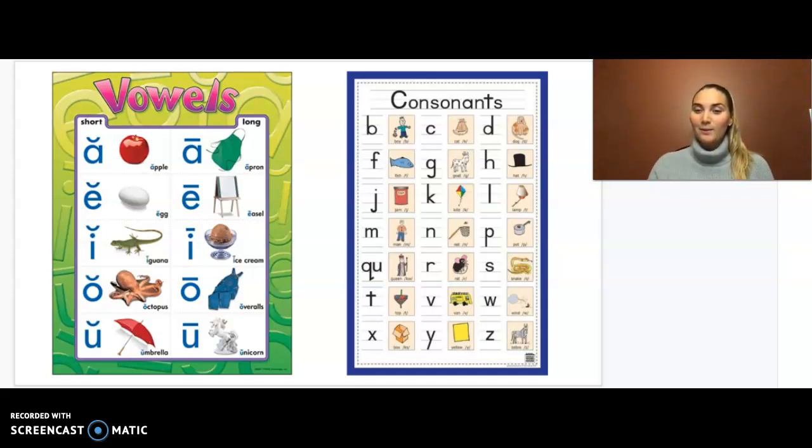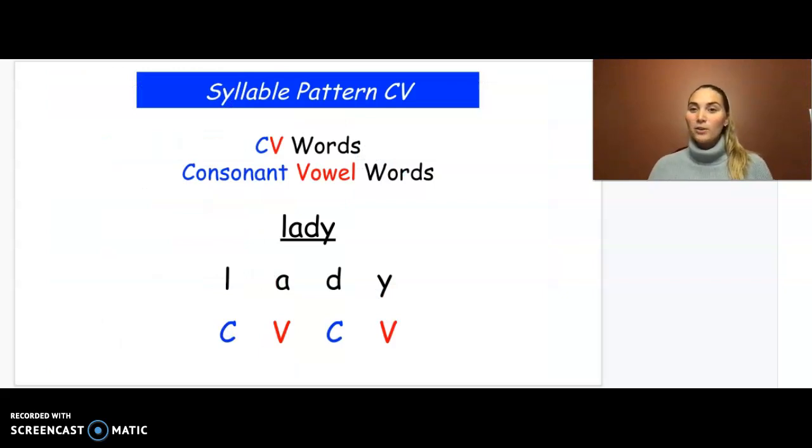So let's get started. Today we are going to be looking at syllable patterns. We have looked at vowel patterns before. We've looked at vowel pairs. We've looked at consonant buddies. We've looked at consonant patterns, all sorts of different sneaky ways our words can sound and look. So today we are going to be looking at the different syllables.